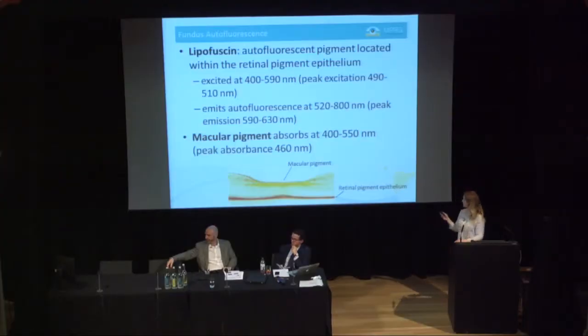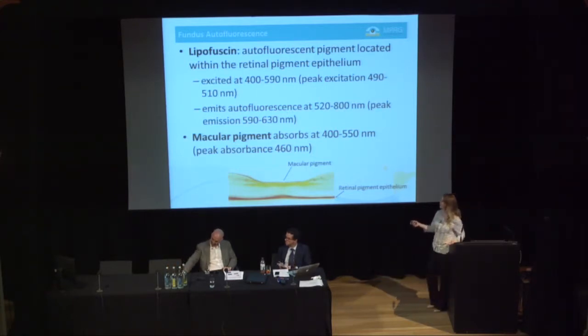Fundus autofluorescence exploits the lipofuscin in the retina. Lipofuscin is a fluorophore that's located in the retinal pigment epithelium down here. It's excited at a certain wavelength with peak excitation between 490 and 510, and it emits an autofluorescence that peaks between 590 and 630 nanometers. Now, macular pigment absorbs between 400 and 550 nanometers, with peak absorption at 460. And macular pigment is located anterior to the retinal pigment epithelium.